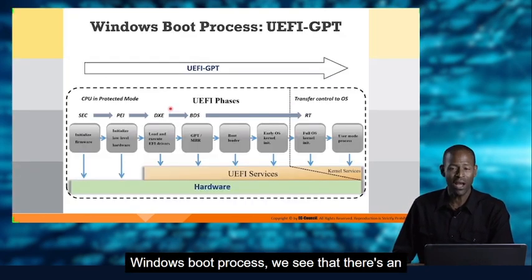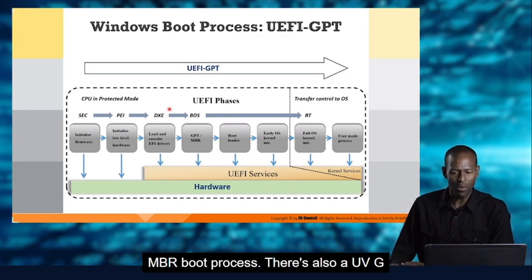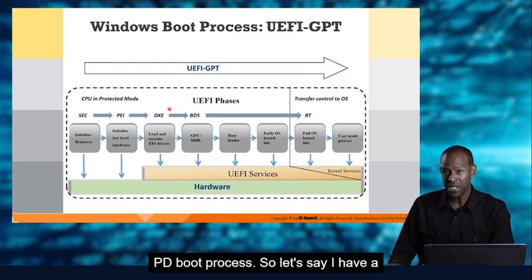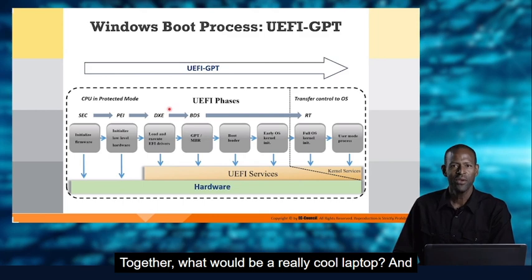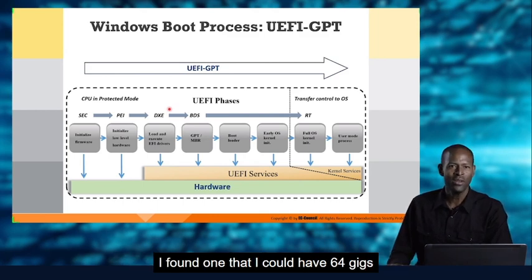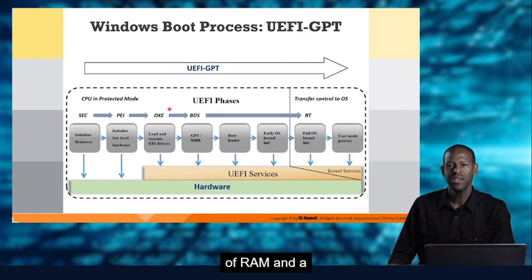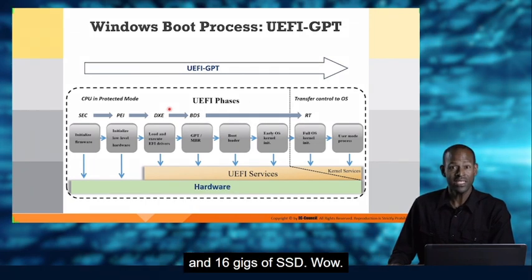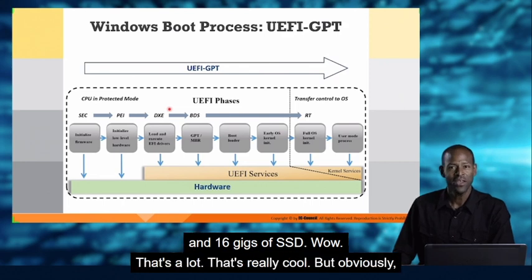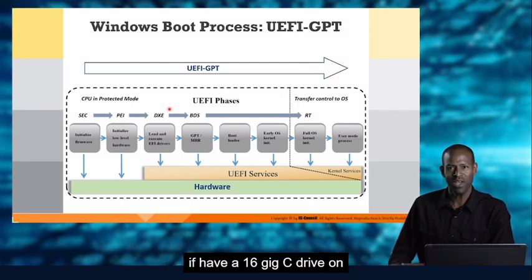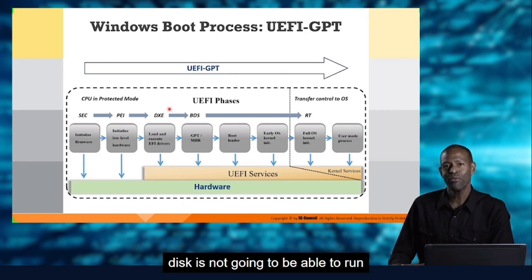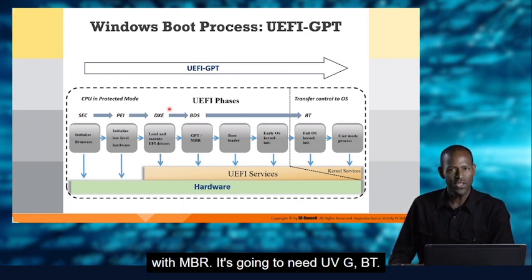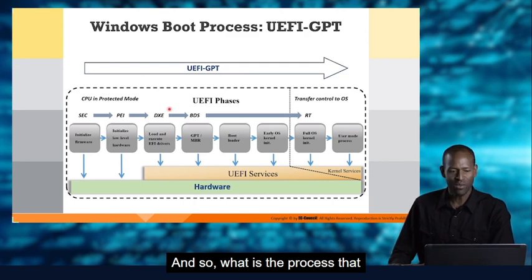So in the Windows boot process, we see that there's an MBR boot process. There's also a UFI-GPT boot process. So let's say I was just shopping online and putting together what would be a really cool laptop, and I found one that I could have 64 gigs of RAM and 16 gigs of SSD. Wow, that's really cool. But obviously, if I have a 16 gig C drive on my system, that 16 gig disk is not going to be able to run with MBR. It's going to need UFI-GPT. And so what is the process that we use for that?